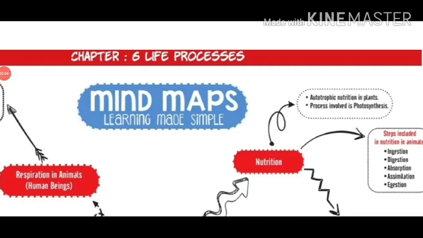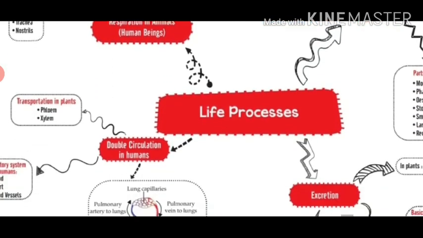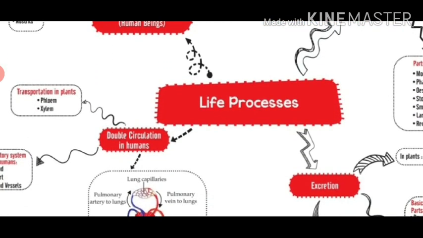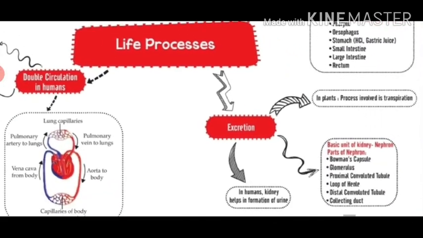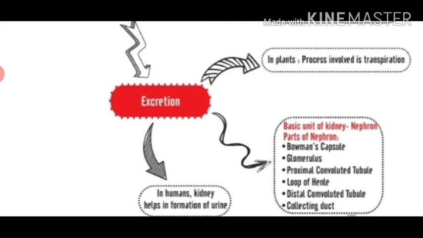Myself Neeraj, and we were studying chapter number 6, Life Processes of our Bio, and we have studied about nutrition, respiration and transportation in plants as well as humans. Now we will study about our next topic, that is excretion. In plants, the process involved is transpiration, and in humans, kidneys help in the formation of urine.